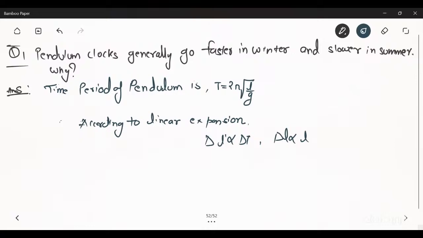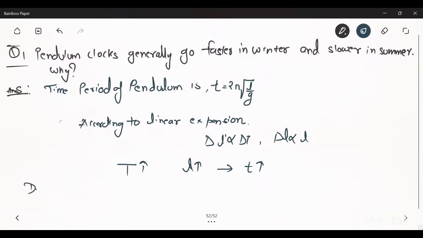So what happens is that if we increase the temperature, the length will increase, and if the length increases, the time period of the simple pendulum also increases. That means in summer, due to expansion in length, the time period increases, or the clock loses time in summer. In winter, due to fall in temperature, the length contracts and the time period decreases. Hence the clock gains time.